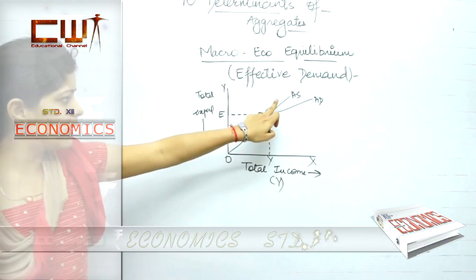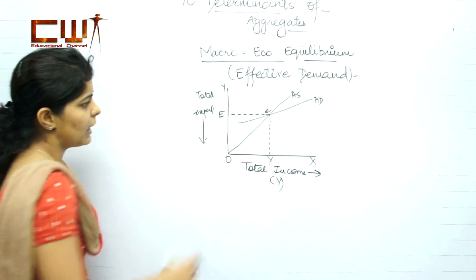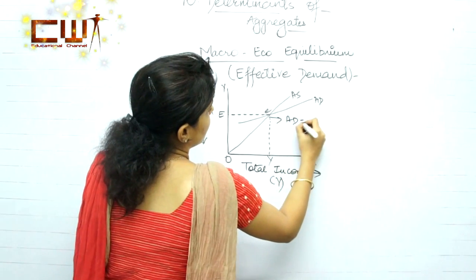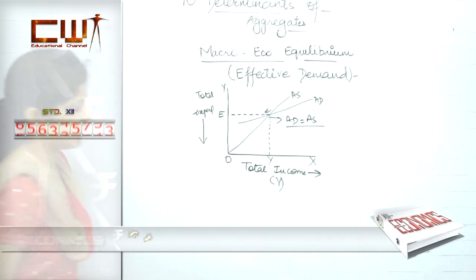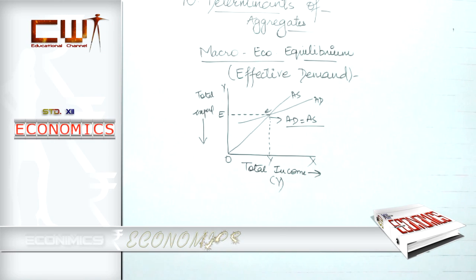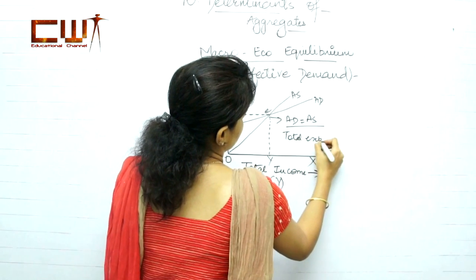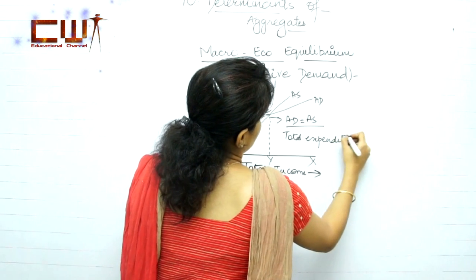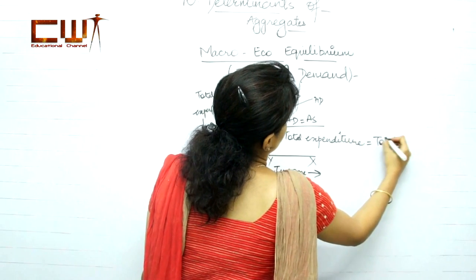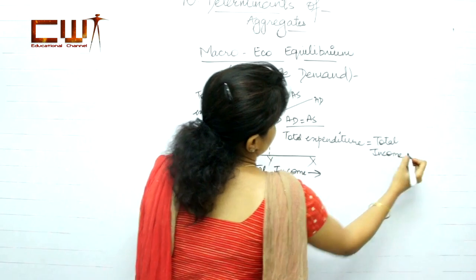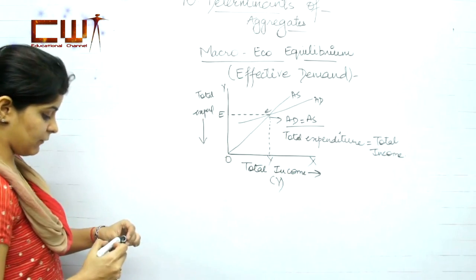What is effective demand? See, this is the point where aggregate demand is equal to aggregate supply. The equilibrium point of effective demand is that point where aggregate demand is equal to aggregate supply. We have seen aggregate supply and aggregate demand. The point of effective demand is the point where total expenditure is equal to total income. So this is what effective demand means.